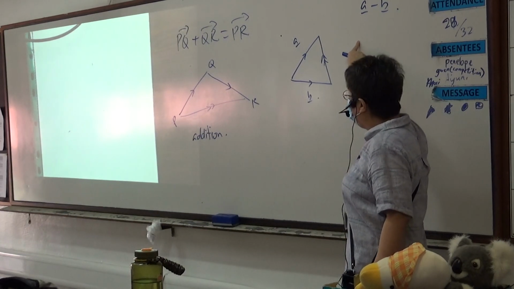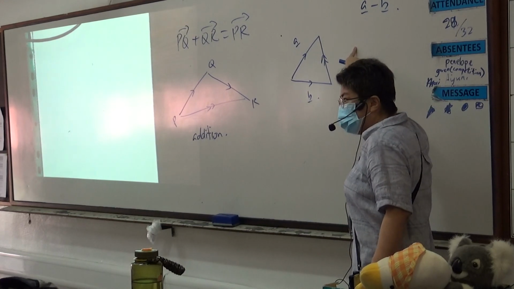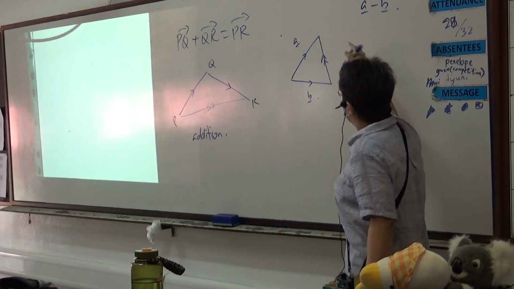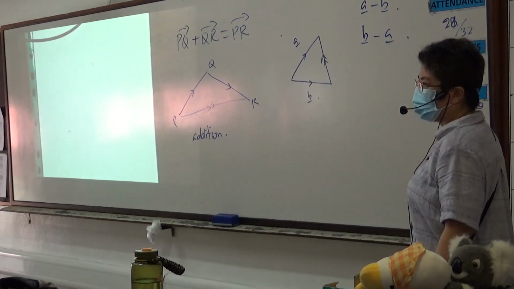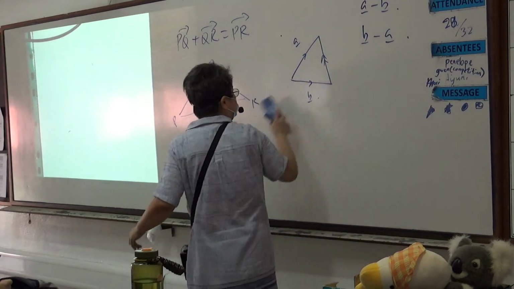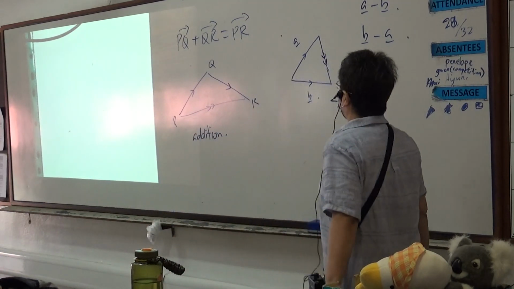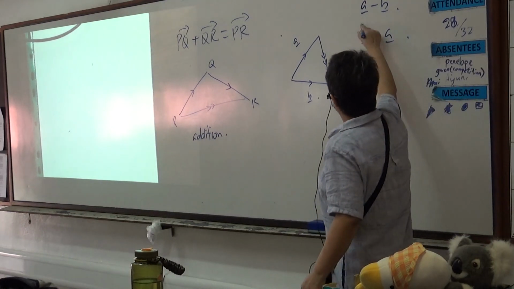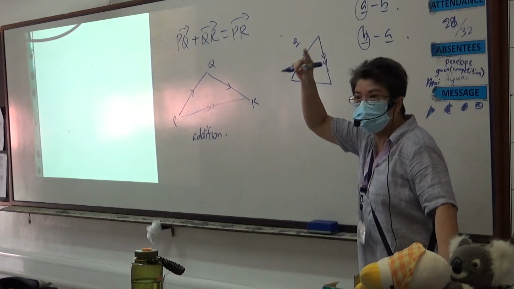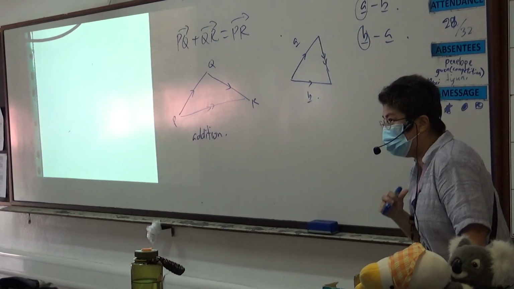Understand? A minus B. Understand what I'm talking about? Yes or no? What if I want B minus A? Then it will be the other direction. B minus A. It will always point to the first vector. Everybody clear with what I'm saying?